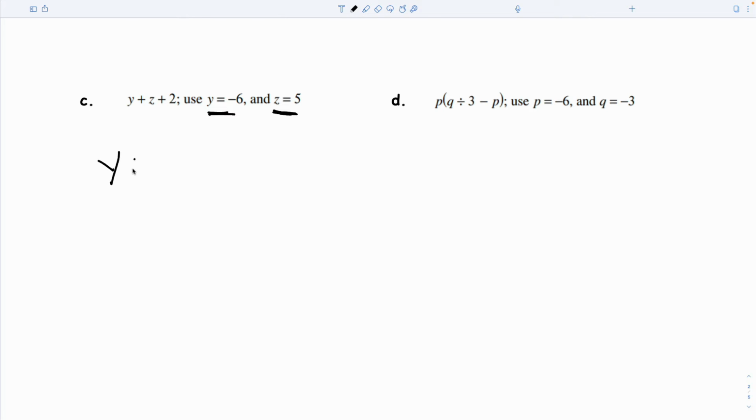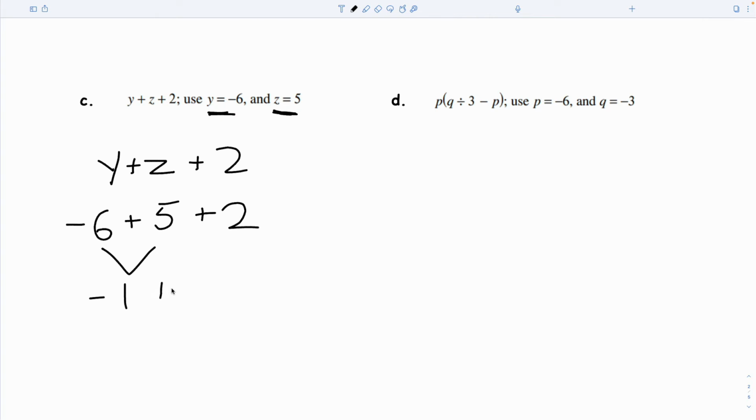So let's rewrite the whole expression and then start substituting. Well, y was -6. Put -6 in place of y. Z is 5. Put 5 in place of z. And this is actually a simpler GEMDAS problem. There's just addition. Give me the answer. I'll let you work it out, so then raise your hands. Still go step by step.